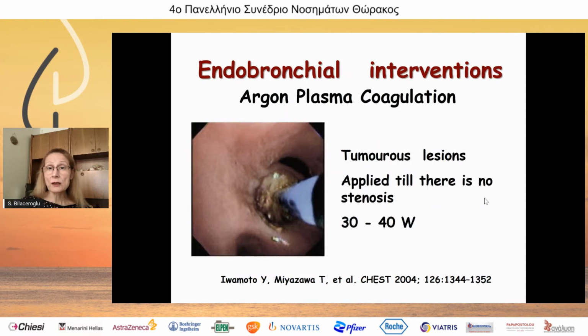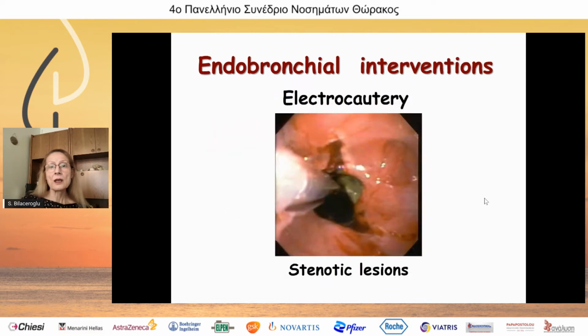Argon plasma coagulation is another good method for tumorous or nodular lesions in the airway. It can be applied till there is no stenosis, but we have to apply coagulation mode, not very high power. 30 to 40 watts is enough.